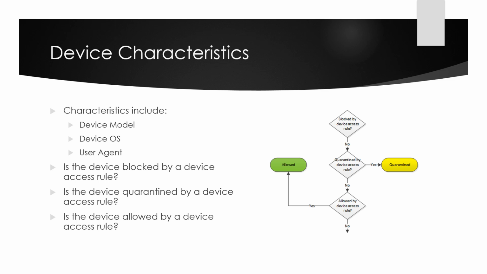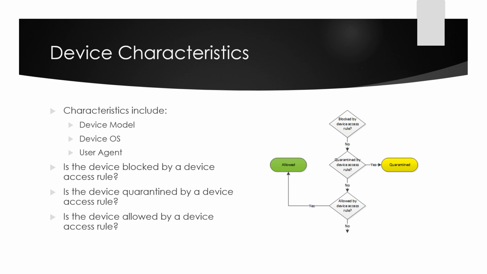So again, we go through a series of questions. Is the device blocked by a device access rule? Well, if it is, then of course it will be blocked and nothing else will be assessed. Is the device quarantined by a device access rule? If the answer is yes, the device is put into a quarantine state, which doesn't mean it is blocked, but it does mean it will not be allowed to fully connect with that mailbox. And we'll have a look at quarantine in a bit more detail shortly as well.